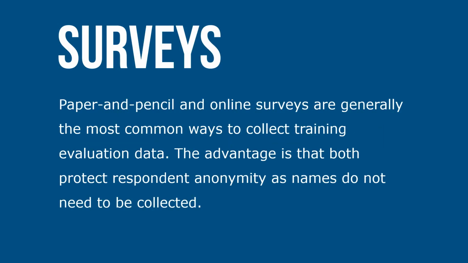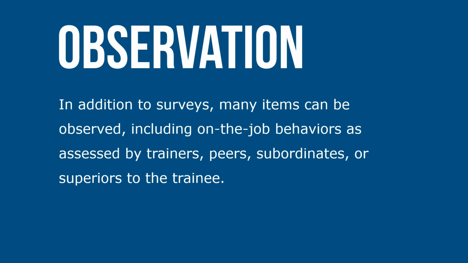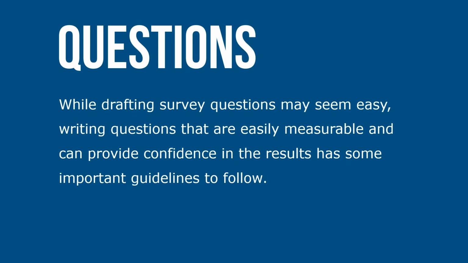Paper and pencil and online surveys are generally the most common ways to collect training evaluation data. The advantage is that both protect respondent anonymity, as names do not need to be collected. A downside of using paper and pencil surveys, however, is that they're typically administered by the trainer at the end of a session, which may lead to less honest responses for fear of losing anonymity. In addition to surveys, many items can be observed, including on-the-job behaviors as assessed by trainers, peers, subordinates, or supervisors to the trainee.